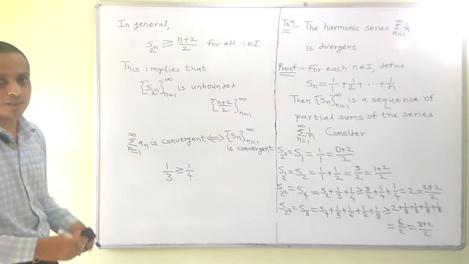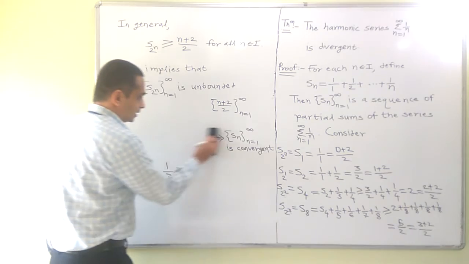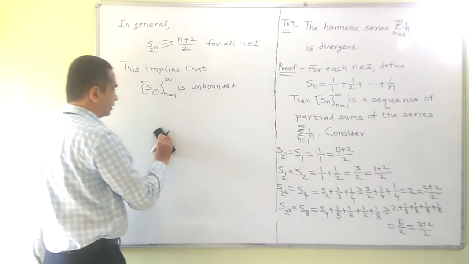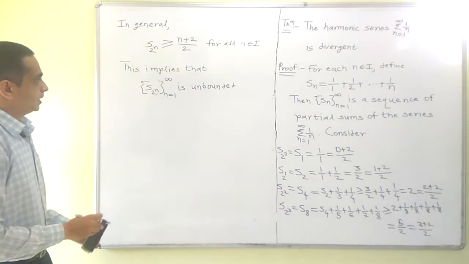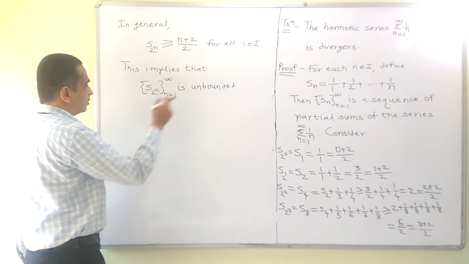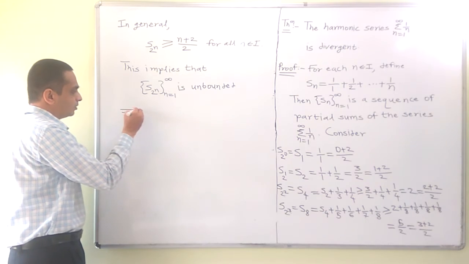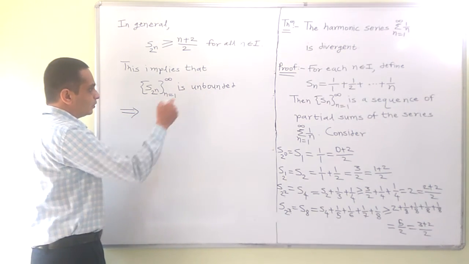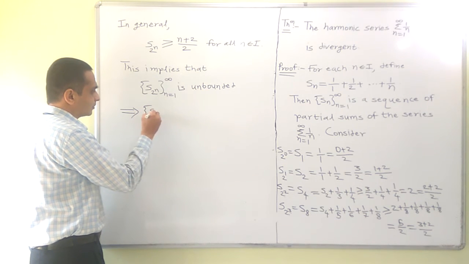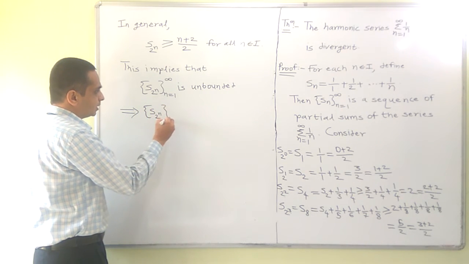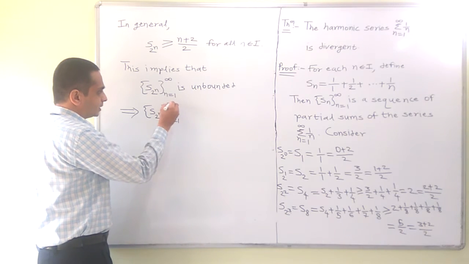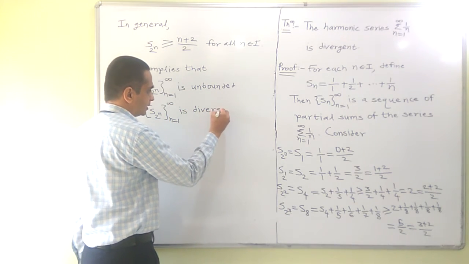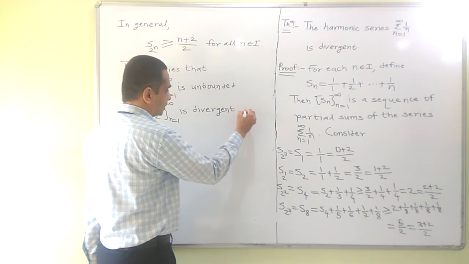So S2 raised to n is unbounded. It is always lower bounded by 1, or say 0, but it is not upper bounded, so it is unbounded. And you know that every convergent sequence is bounded. So if some sequence is unbounded, like S2 raised to n here, then that will be divergent. It is divergent. Say this is our first statement.